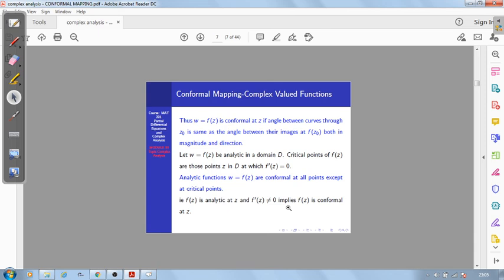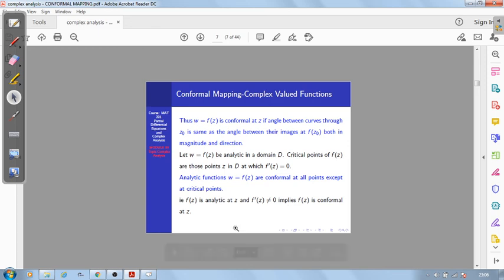So once you have an analytic function, you look for the critical points. Critical points are points at which f dash z is 0. At critical points, the function will not be conformal, and it will be conformal at every point except at critical points. So that is the importance of critical points. At critical points, the function may not be angle preserving. But if the function is analytic, it is conformal at all points except the critical points.